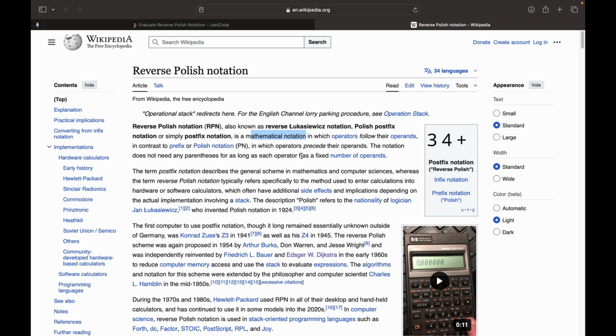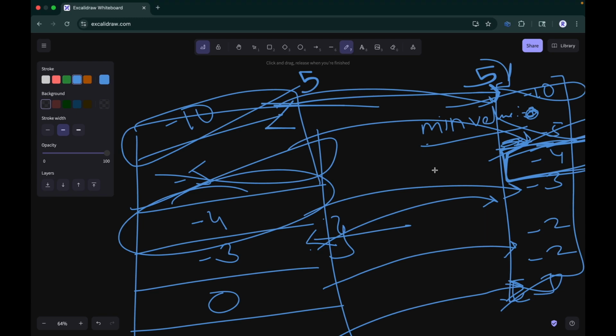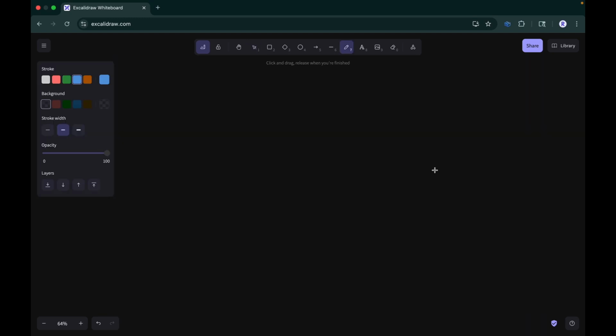So what does this mean? If you take a look at their example, 3 4 plus, what does this mean? It means that we're trying to do 3 plus 4. How? Well, I'd like to show you something. The reason we say 3 4 plus is equal to 3 plus 4 is because when you encounter the first operator, you take the plus and then you take the last digit.